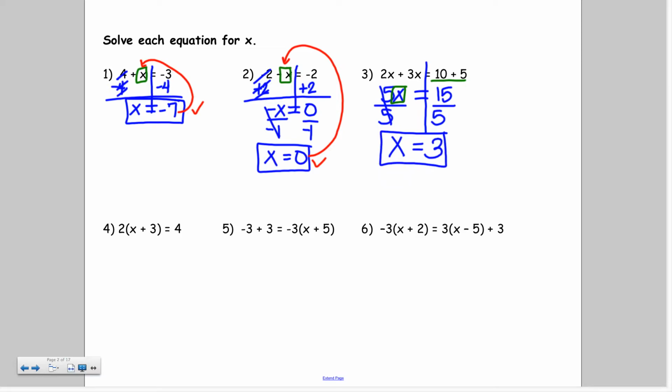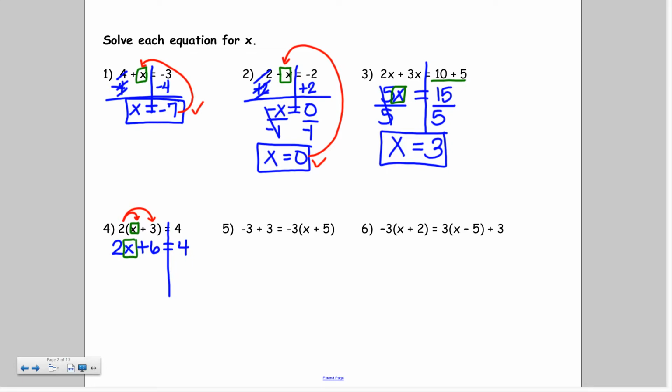All right, number 4. Draw that line. We want to get x by itself. So first, there's something else going on. There's parentheses here. So we're going to have to take and distribute this 2 to everything that is in parentheses. So 2 times x is 2x. 2 times 3 is 6, and it's going to equal 4. We're not doing anything to that 4.